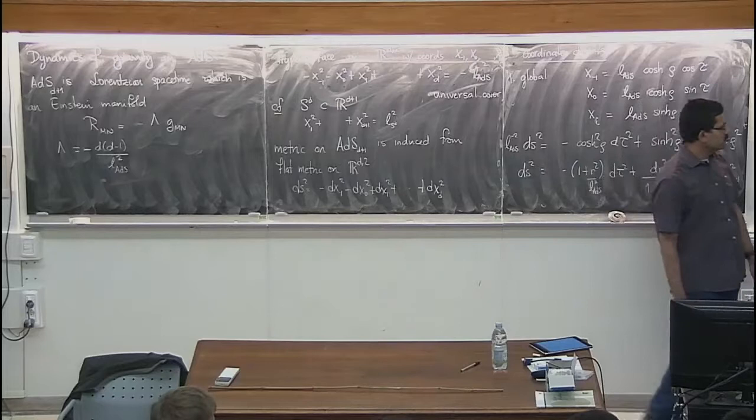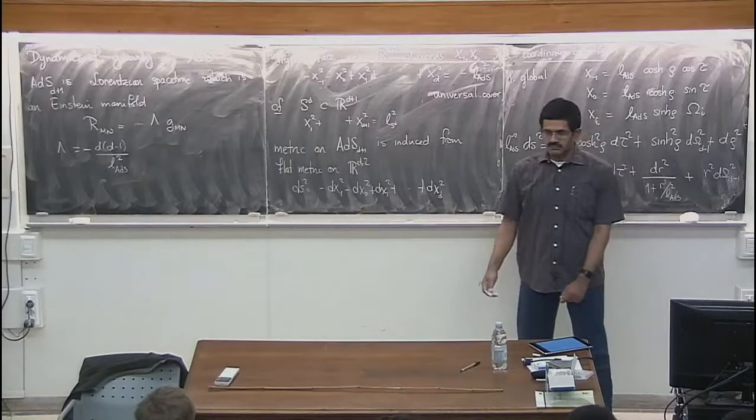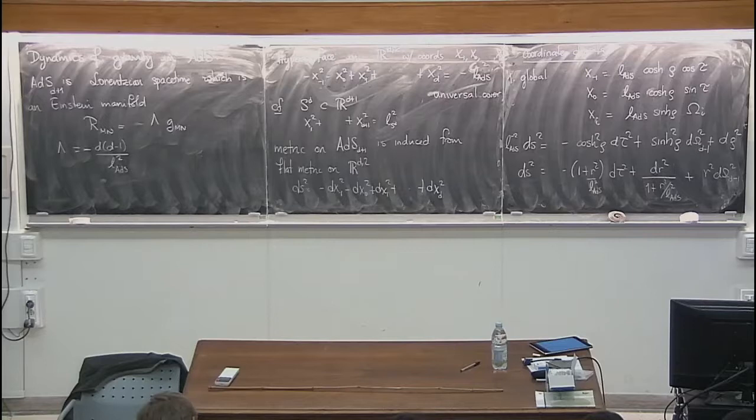And you fill it in with a space-time with constant negative curvature. Okay, you put this metric onto the cylinder, in the interior of the cylinder. On the boundary of the cylinder, you have the metric of Einstein static universe. It's a sphere of unit radius that sits for all time.